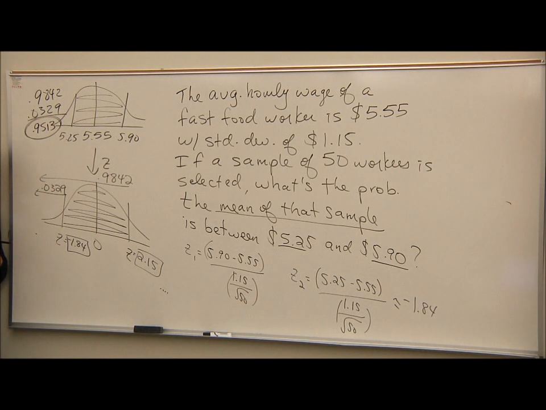Central limit theorem. Okay. A group of 50. What's the probability the mean of that group is blah blah blah. Okay. That's a central limit theorem problem. If it was a single fast food worker is selected, what's the probability that fast food worker earns between blah blah blah? That's regular normal distribution. Okay. So you have to be really clear as to if you're doing regular normal or central limit theorem. All right. Any questions? Okay.